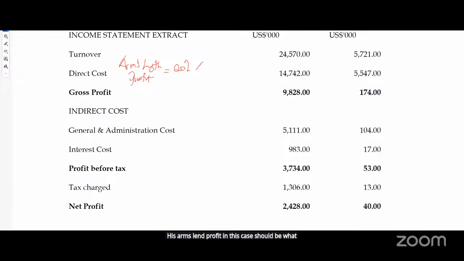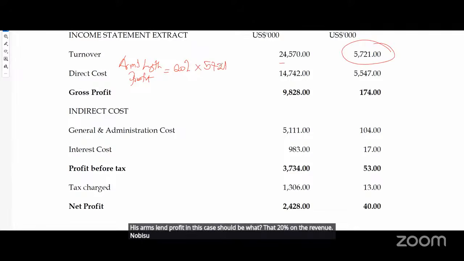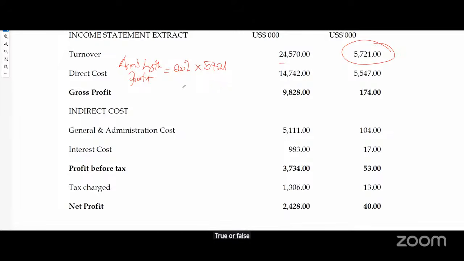It should be 20% on the revenue. True or false? So 20% on the revenue would be what? 1144.2. Okay, this is the profit that this guy should have made, but he charged what?